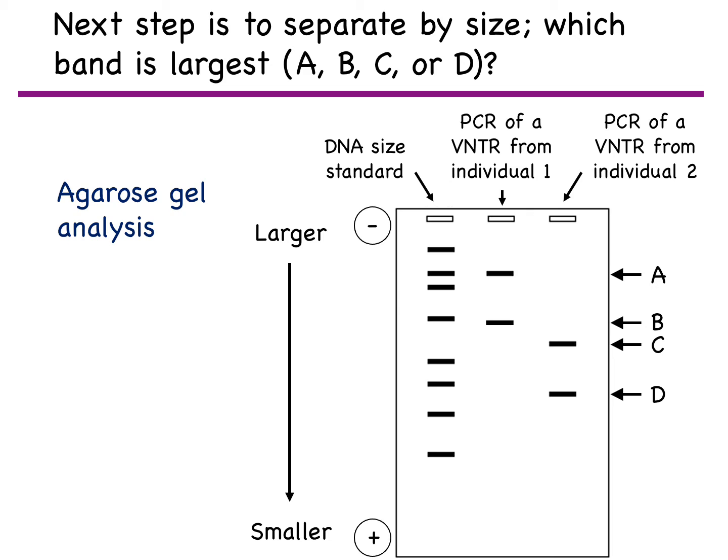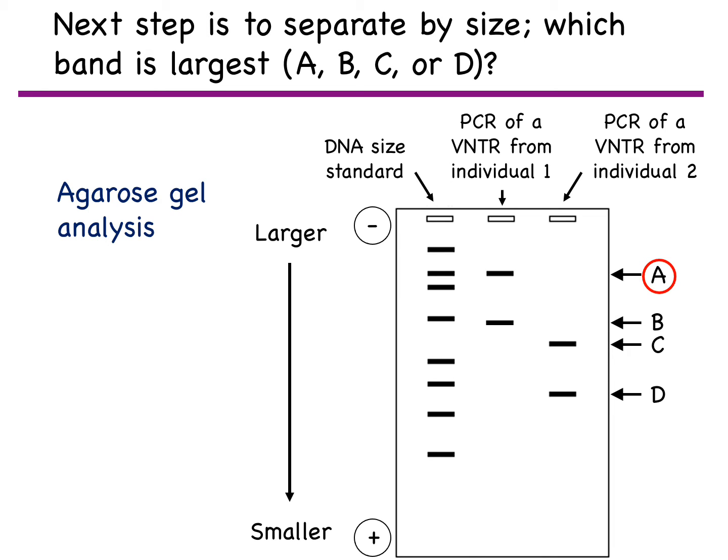So if you have done this before, basically what you know is that in fact the largest band is going to be band A, because the agarose gel separates these DNA fragments by size. The smaller DNA fragments can snake their way through the gel very quickly. The larger fragments have a much harder time snaking their way through the gel, so they move more slowly in the electric field. So band A would be the largest of the bands, whereas band D would be the smallest of the DNA products of PCR.